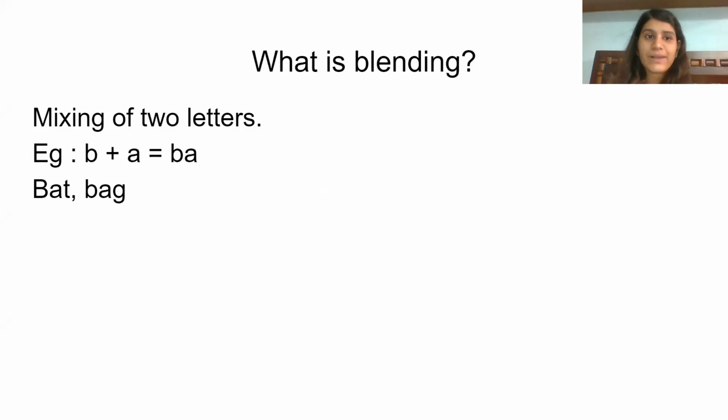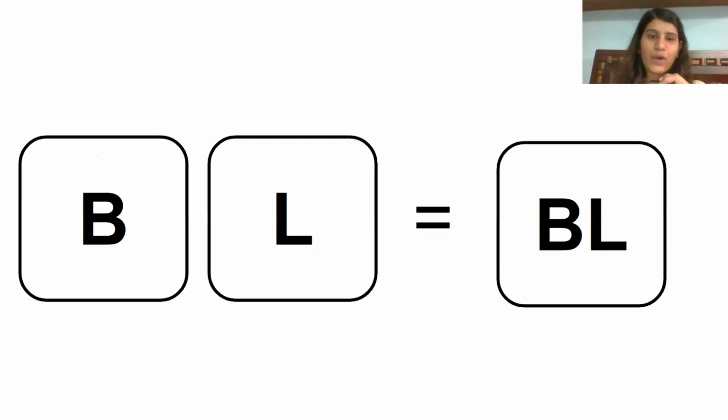So for example, I have two sounds, B and E. So when I join it, it becomes Be. And be can be used in bat or bag. So now we know what blending is. Let's move on. So let's see which sound we are going to blend today.